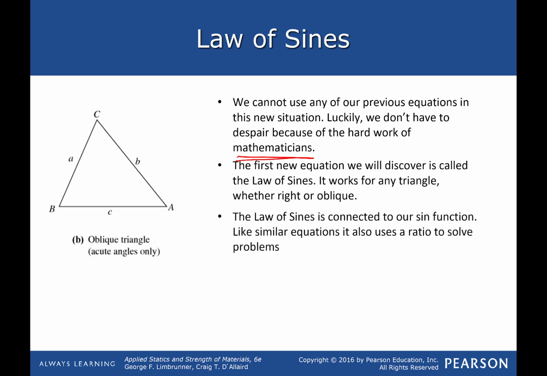And it's connected, as we would guess, to our sine function, and it uses ratios to help us solve problems. How does it work? Well, it simply states that the length of side A over sine of angle A is equal to the length of side B over sine of angle B, which is equal to the length of side C over the sine of angle C. I love this one because it's really easy to remember. It's just the side over sine of the angle equals the side over the sine of the angle. So as long as I know 3 of these, I can solve.